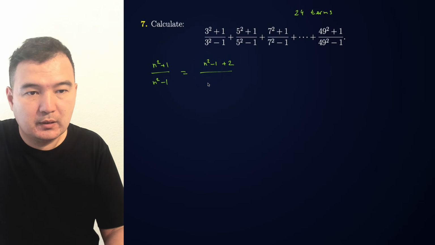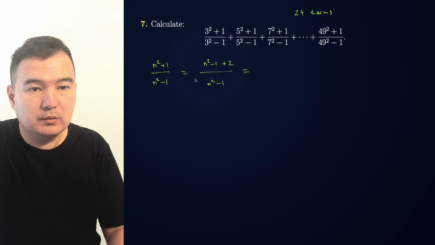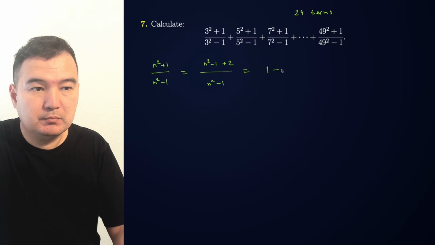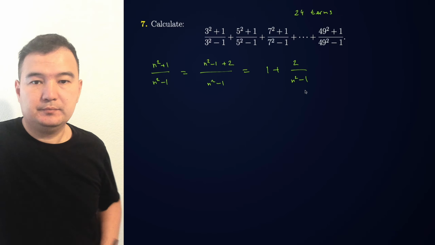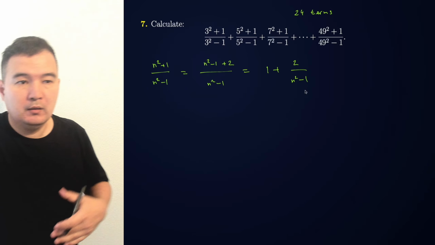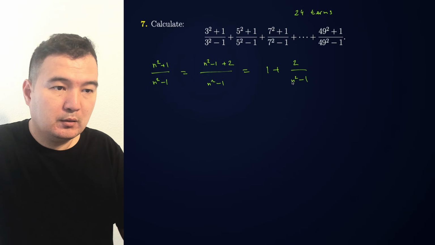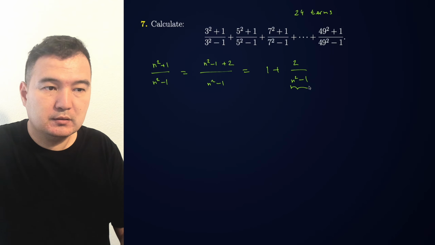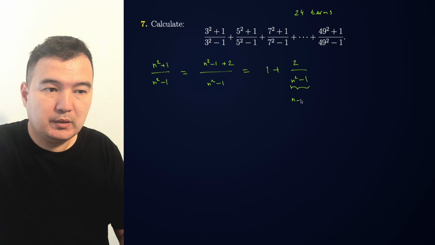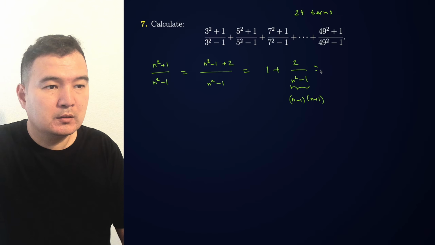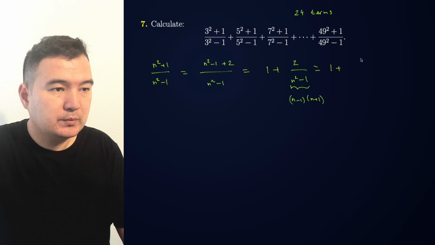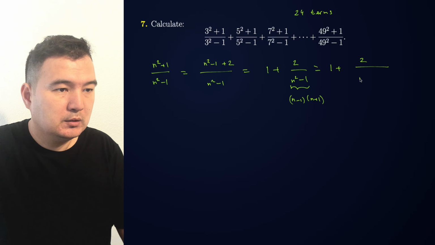That's n squared minus 1. So this expression is basically 1 plus 2 over this. And we know how to factorize this. This is a difference of squares, n minus 1, n plus 1. So if I write the expression as 2 over n minus 1 and n plus 1.